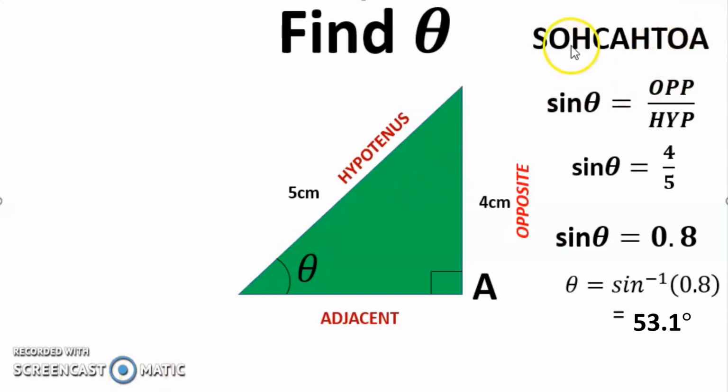I had to use SOH because opposite is known, hypotenuse is also known. So when you have identified which of these to use, then you substitute, then find the sine inverse or cosine inverse or tan inverse as the case might be. Let's look at another example to explain this further.